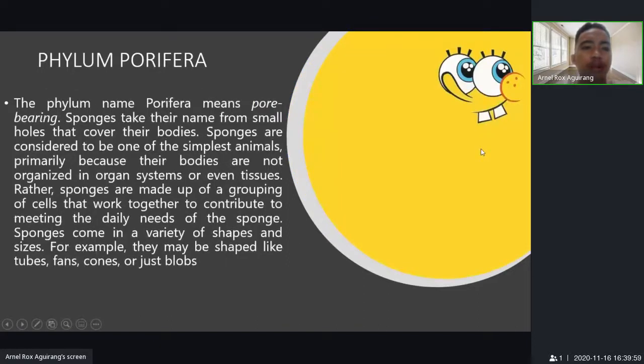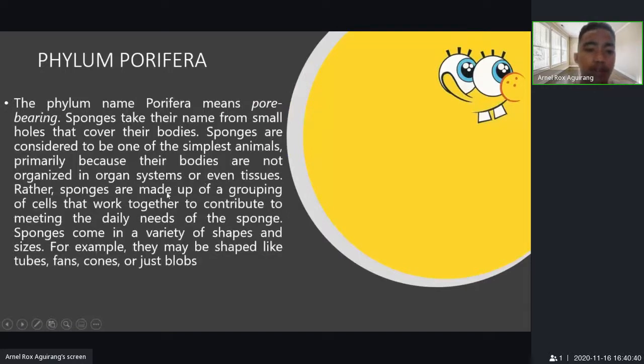So Phylum Porifera means pore-bearing. Sponges take their name from the small holes that cover their body. So it is the holes in the sponge that constitute its name, pore-bearing. Sponges are considered to be one of the simplest animals, primarily because their bodies are not organized in organ systems or even tissues. So they don't have organ systems and their cells don't form tissues.